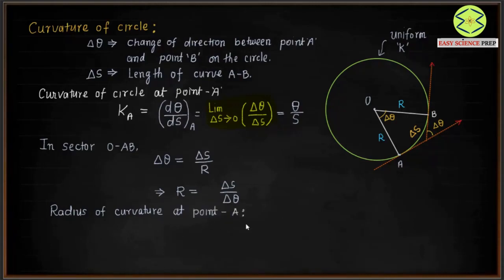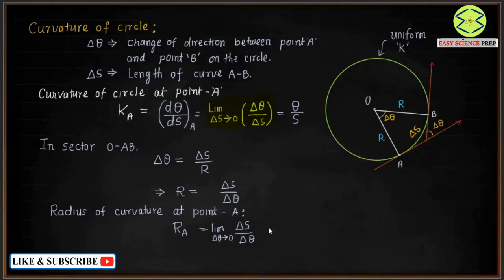In that case you have to bring the point B very close to point A. So delta s has to be very small. When delta s is very small, definitely delta theta is also going to be very small. We can write this as the radius of curvature at point A is delta s divided by delta theta, provided delta theta is very small, that is, tends to 0. So this quantity will become ds divided by d theta mathematically. So friend, this particular expression is called the radius of curvature at a given point.